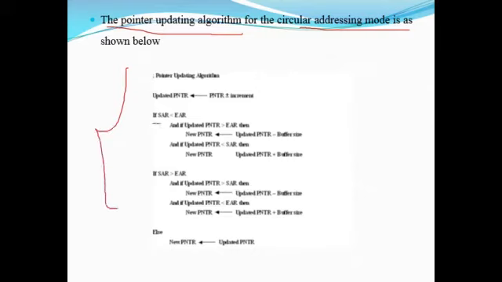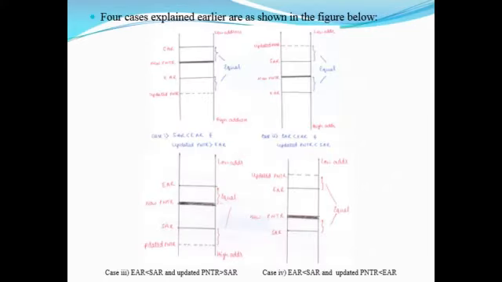If SAR is less than EAR and if the updated pointer is greater than EAR. So we have four conditions to be specified, wherein SAR is less than EAR and SAR is greater than EAR, and the updated pointer content is greater than or less than EAR or SAR. So that is the condition we consider. Based on that, we are going to identify the algorithm which is required for updating a pointer register. So this is what we consider as the four cases.